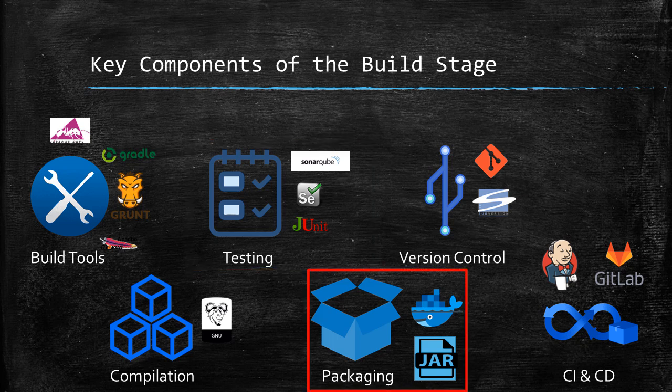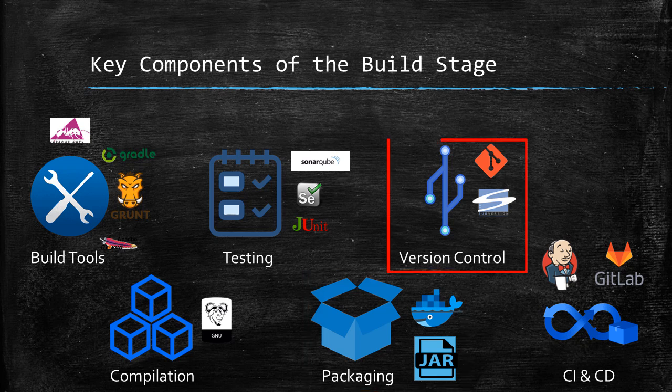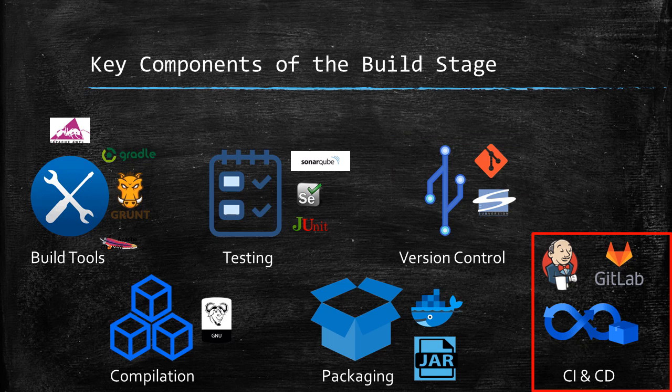used for development. Packaging involves bundling the application and its dependencies into a deployable format, such as a jar file or a Docker image. Version control systems such as Git and SVN are used to manage changes to the source code and ensure that the correct versions of the code are used during the build process. CI/CD tools such as Jenkins, GitLab CI/CD, and CircleCI are used to automate the build process, including testing, packaging, and deployment to ensure that changes are quickly and safely deployed to the target environment.